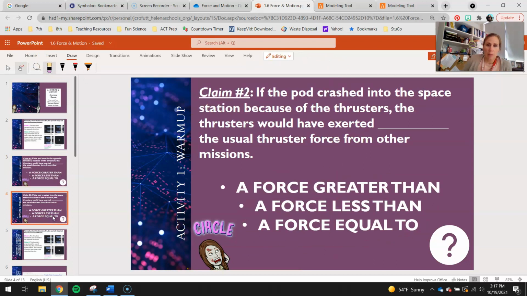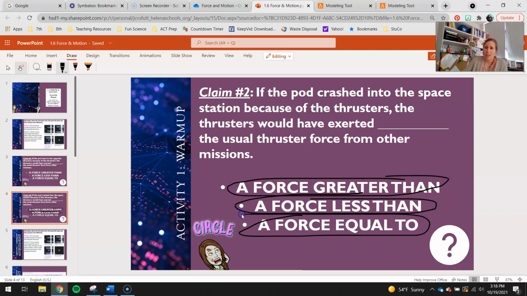Claim number 2: if the pod crashed into the space station because the thrusters would have exerted a force greater than, a force less than, or a force equal to the usual thruster force from other missions. This is where you identify what happens with that force from either claim 1 or claim 2 to cause those two hypotheses to happen. Again, either turning around and moving the opposite direction, or not slowing down enough, hitting the space station and bouncing off and going the opposite direction.